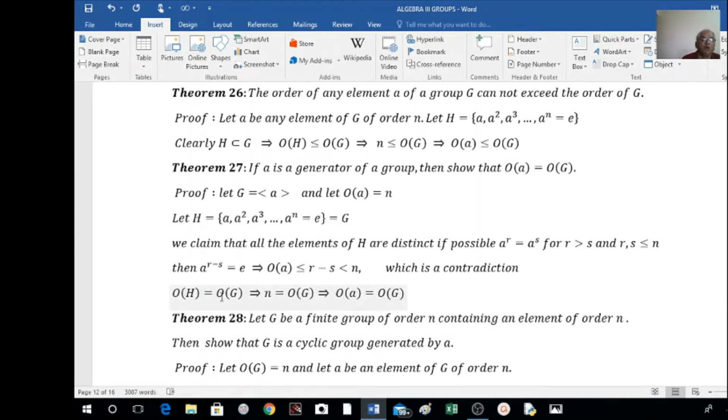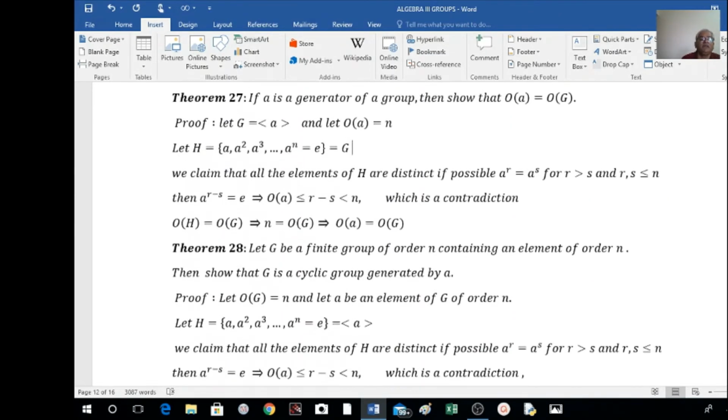Order of H equal to order of G implies order of H is equal to n here. N elements are there, equal to order of G. This n is nothing but order of A. So order of A is equal to order of G. See, that is here. Always order of A is less than or equal to order of G. In particular, if A is the generator, then equality holds here. If A is the generator, then order of A becomes order of G. Otherwise, it is always less than order of G.